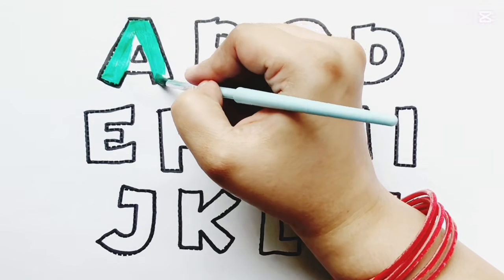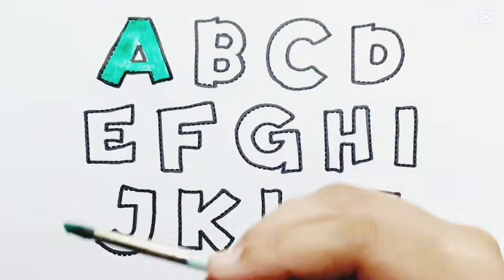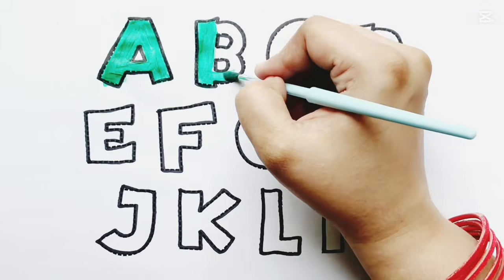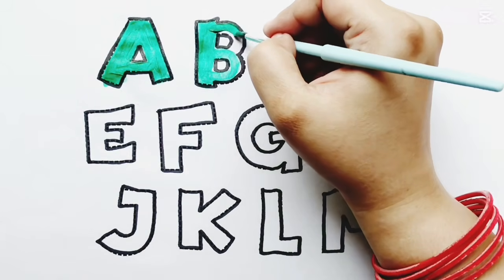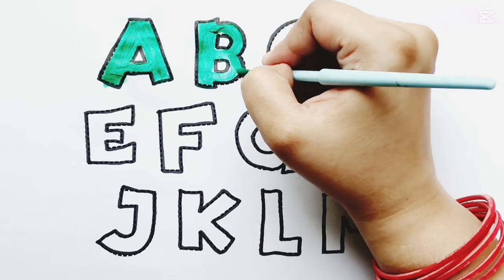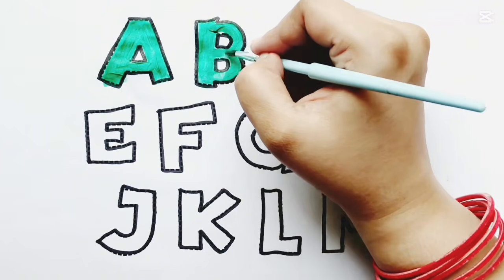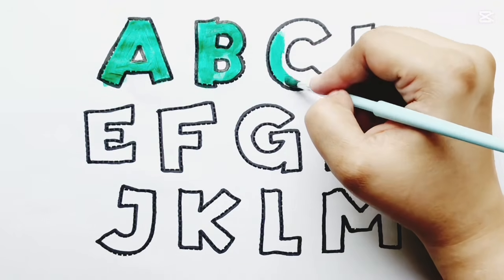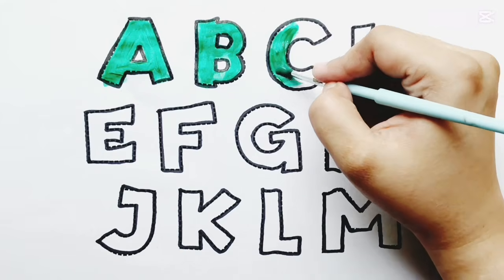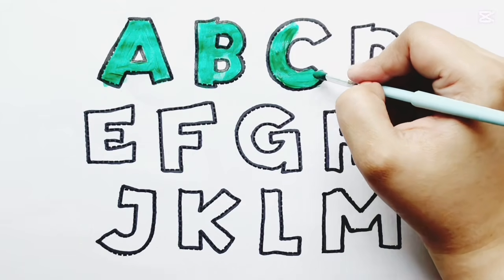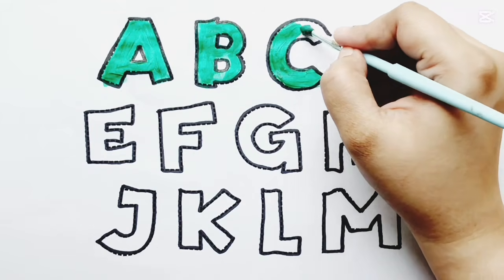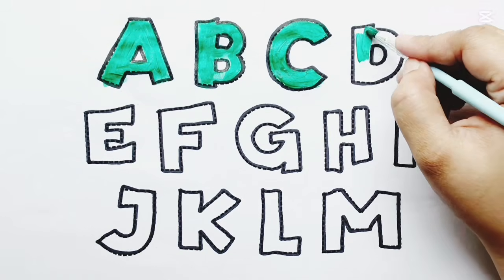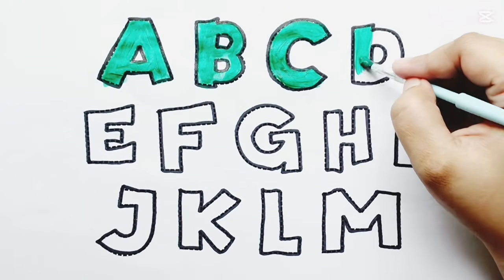A for aeroplane. B for bicycle. C for cow. D for donut.